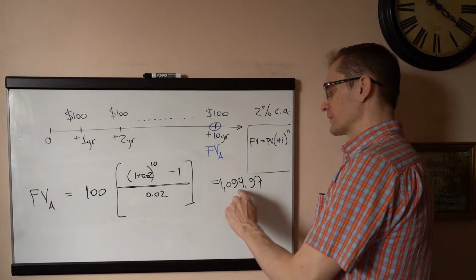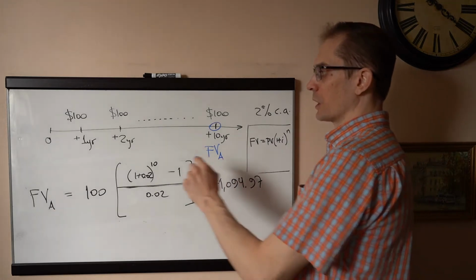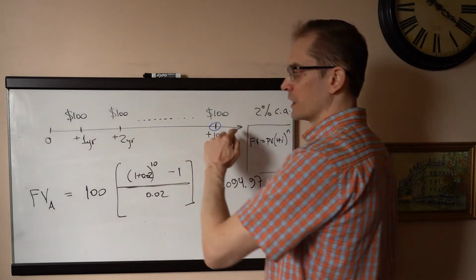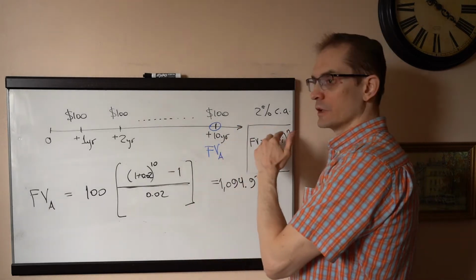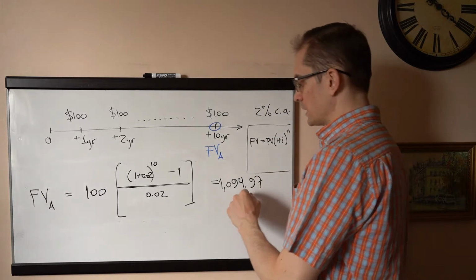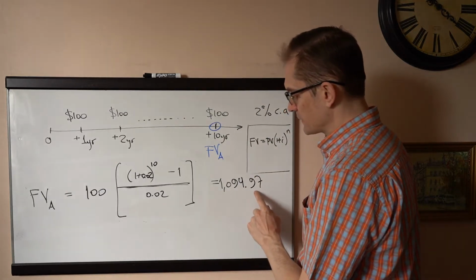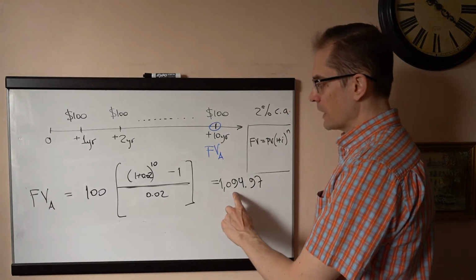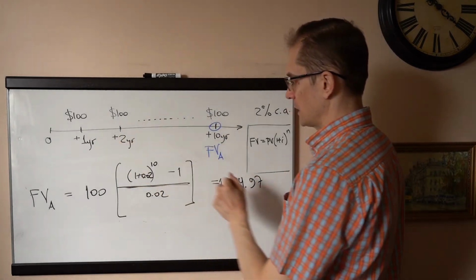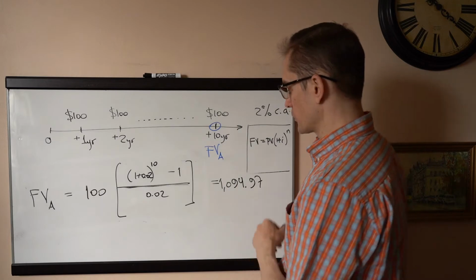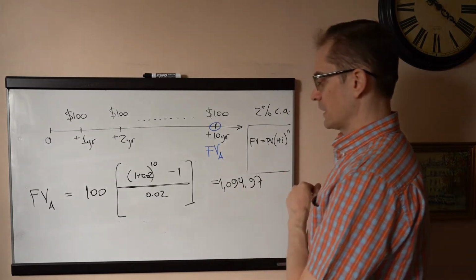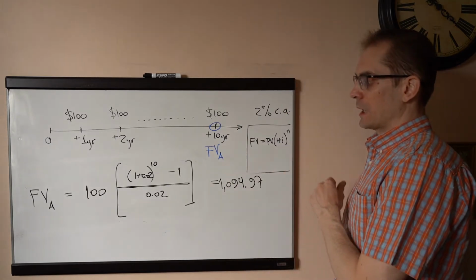Okay, so it's 1094.97. Now, look, if you just add up those $100, you will get, of course, $1,000 if you disregard interest, right? But this 94.97 means that in this arrangement you actually earn $94.97. Okay, so that's your interest in this example.